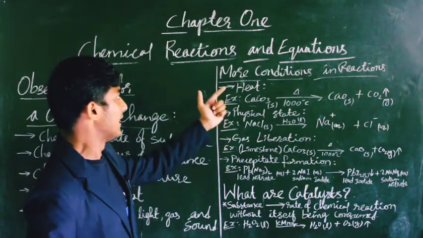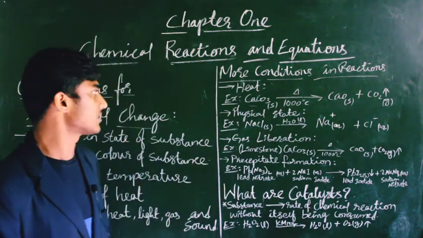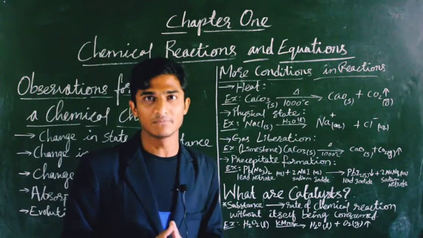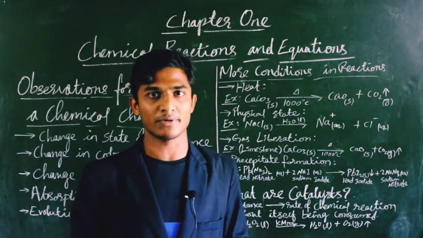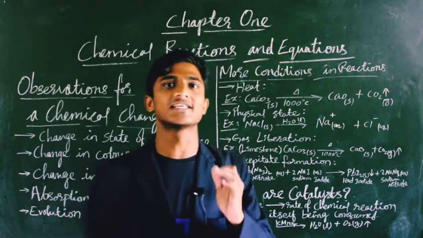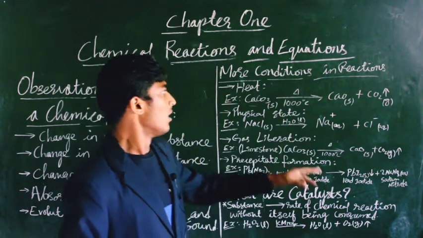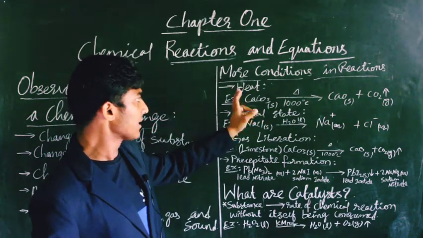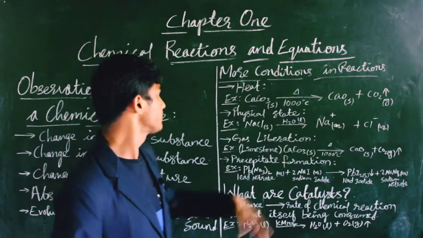Let's take heat, with an example, limestone, calcium carbonate. When we treat calcium carbonate with 1000 degrees centigrade, that calcium carbonate, limestone, will turn into calcium oxide and carbon dioxide. When we perform this chemical reaction, that carbon dioxide is liberated.